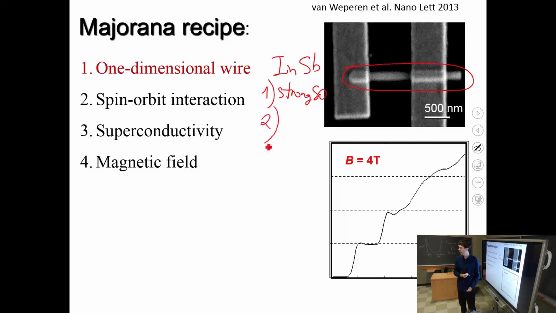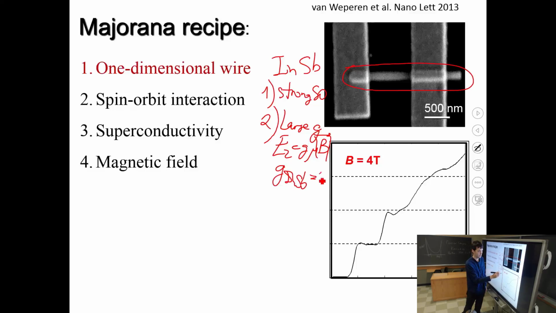Second of all, it has a huge g factor. The g factor is the prefactor in the Zeeman term; the Zeeman energy is g mu B. In a semiconductor, it can be not equal to 2, like for free electrons; it can be something else. For indium antimonide, it is equal to 50, and it's the largest of all semiconductors in this family of materials, like gallium arsenide, indium arsenide, and indium antimonide. This one is the largest.